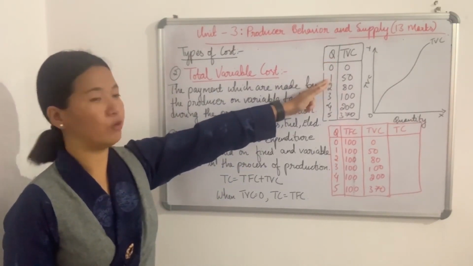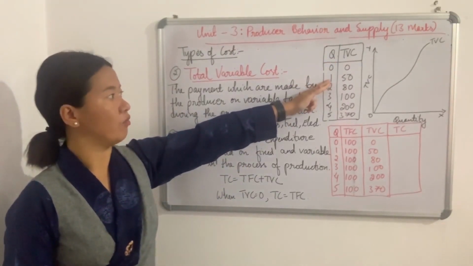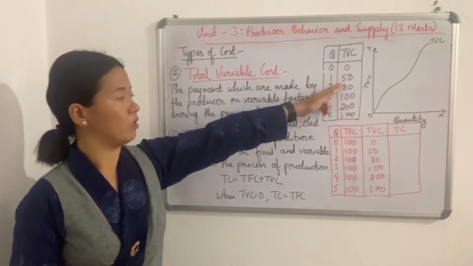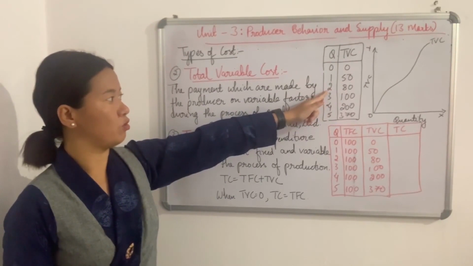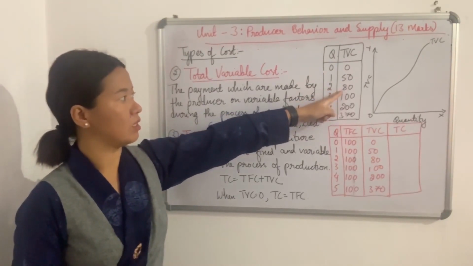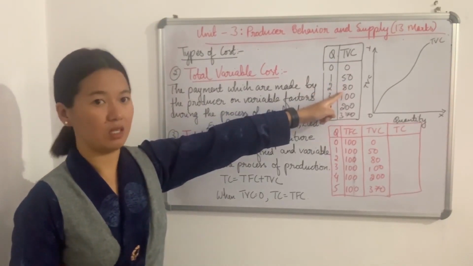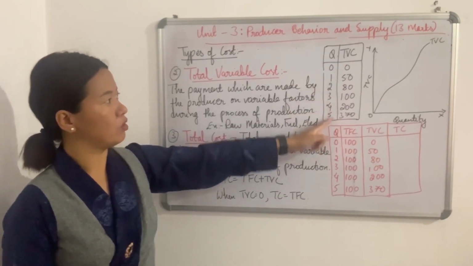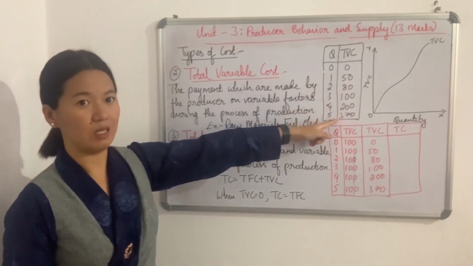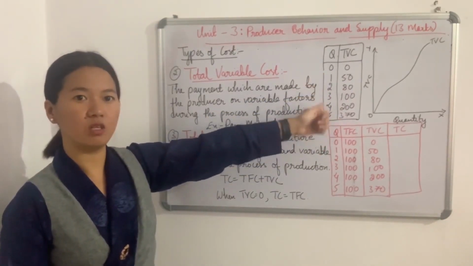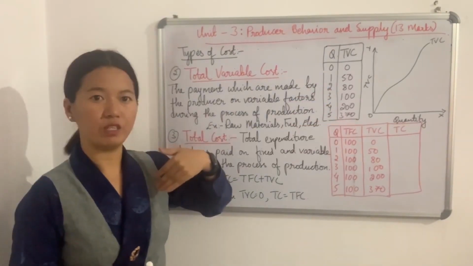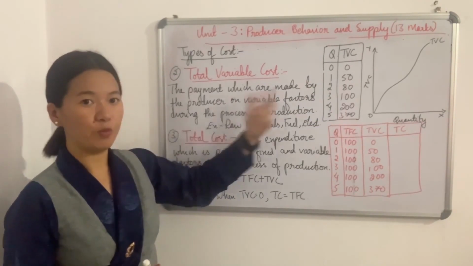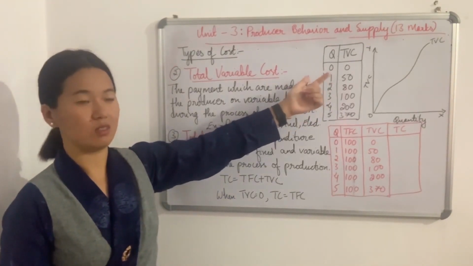According to the output, the variable cost will increase. So when I am producing 1 unit of output, my total variable cost increases to 50. And when I increase my output to 2 units, my TVC increases from 50 to 80. So according to the output, the total variable cost will increase, and when there is a reduction in output, total variable cost will also fall. So you have to keep in mind that when there is no production, the TVC is 0.